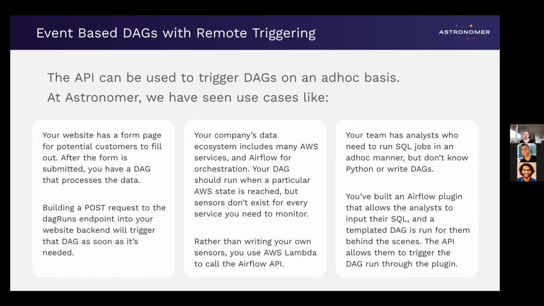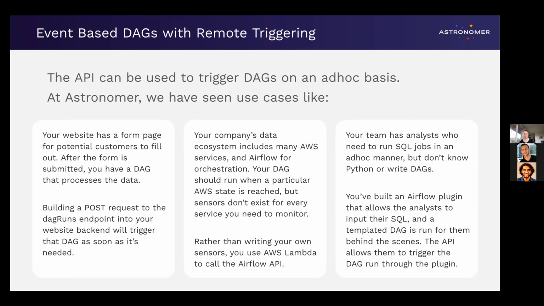Another example is maybe your organization uses a lot of AWS services in your data ecosystem and uses Airflow for orchestration. Again, super common use case. You need your DAG to run when a particular AWS state is reached from one of those services. But you may not have sensors that exist for every service you need to monitor. So sensors are another great way to implement event-based DAGs, but you're a bit reliant on what's out there in the community unless you want to build your own sensor, and that can be quite complex.